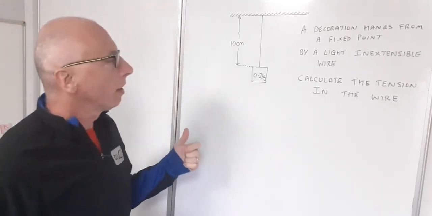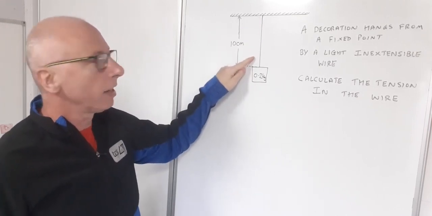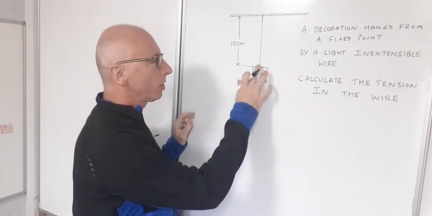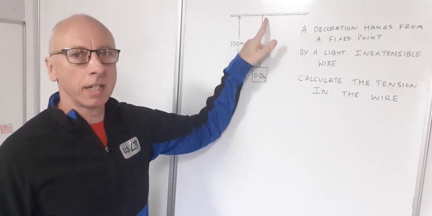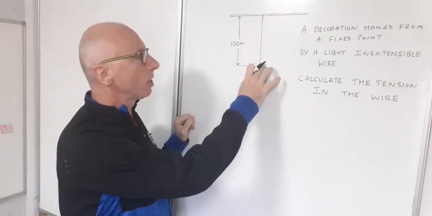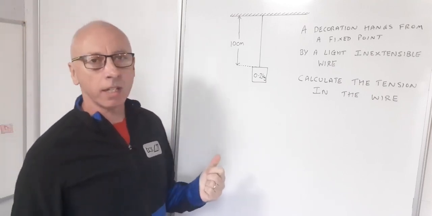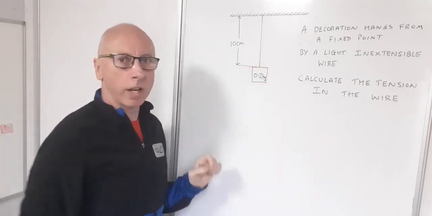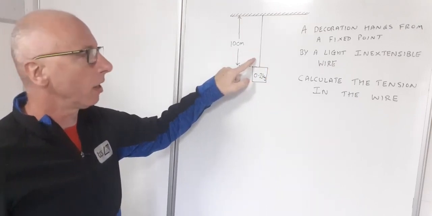So in this question here, we want to calculate the tension in this wire here. Now what we've got is a situation with a decoration, which is this bit here, hanging from a fixed point in the ceiling, and it's hanging by means of a wire which is a light wire and it's inextensible. So that's really key information when trying to calculate the tension in this wire. Now we're also told that this wire is 10 centimeters long.